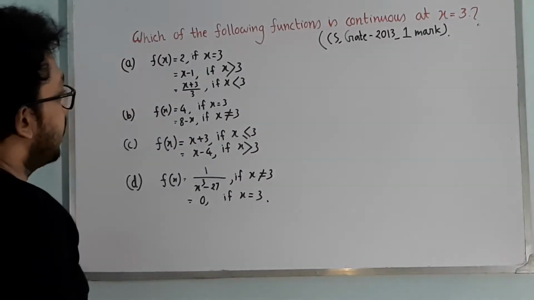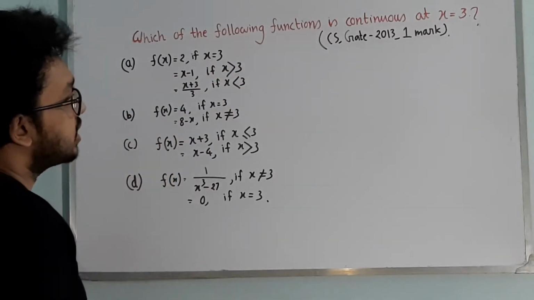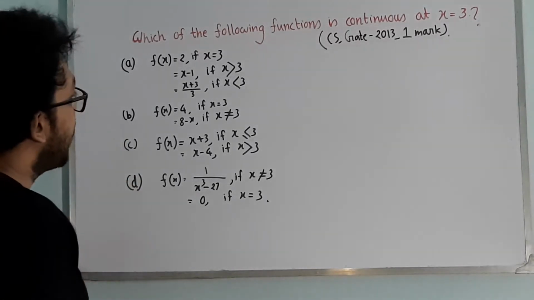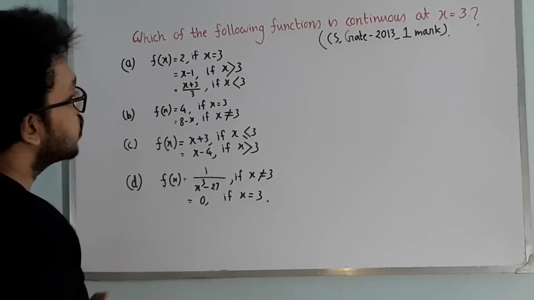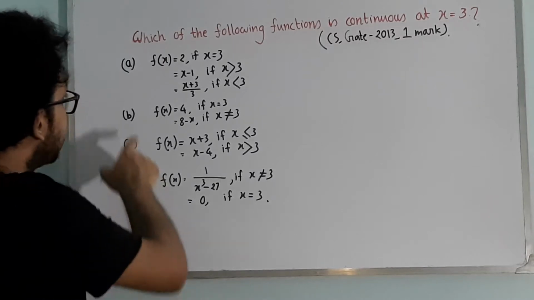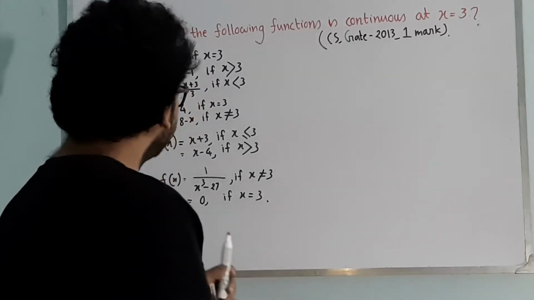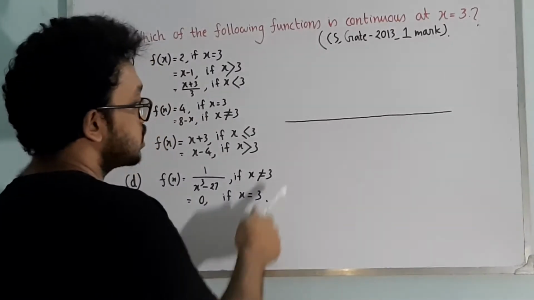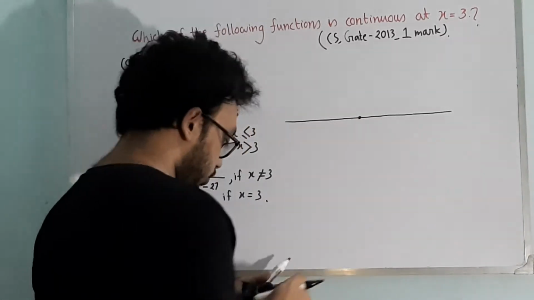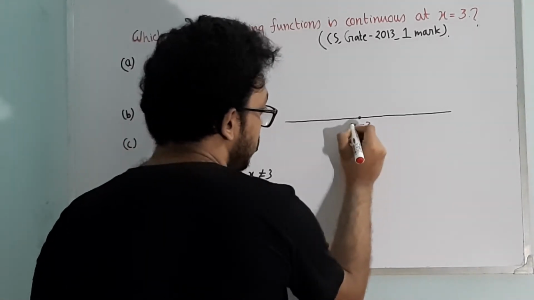Okay, and the problem says, which of the following functions is continuous at x equal to 3. So 4 functions are given here, a, b, c, d, and we have to check in which case the function is continuous at x equal to 3. Okay, so let's check one by one. So first we will check the function f(x). See what the problem says. Suppose this is the x-axis and say this point corresponds to x equal to 3.